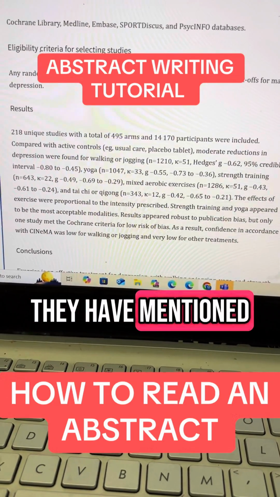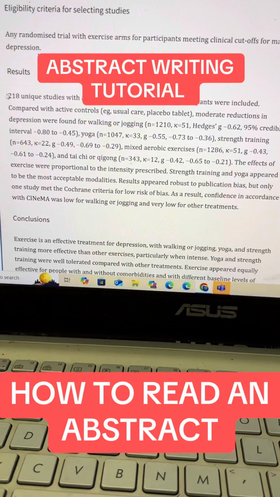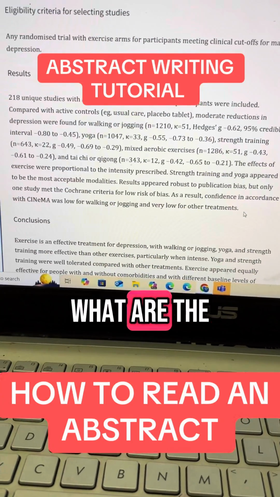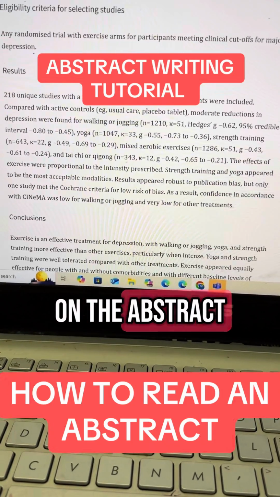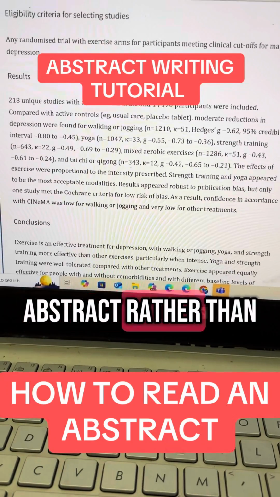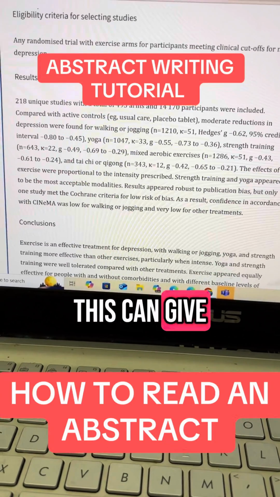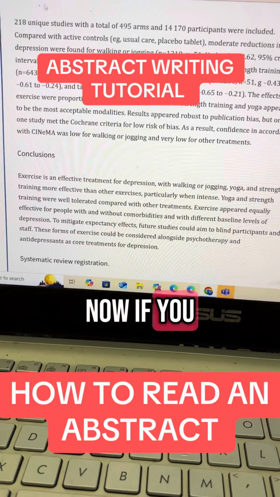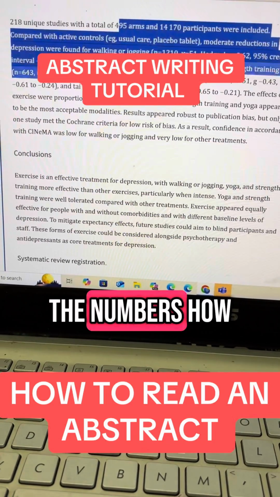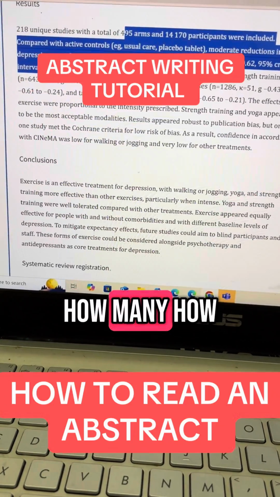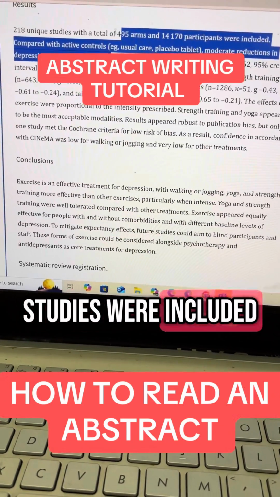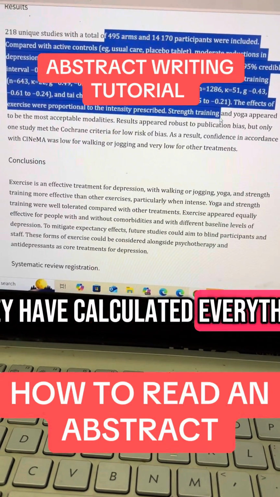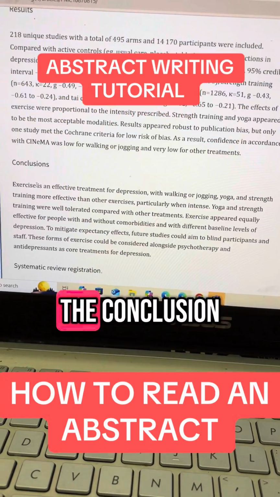Now the results, they have mentioned results in a little bit of detail, so that if somebody reads an abstract, he knows what to expect in this paper and what are the actual results if somebody just wants to rely on the abstract rather than reading the full paper. So yes, this can give very much of relevant information. Now then they concluded. Now if you see the numbers, remember results has the numbers. How many participants were included? How many studies? So 218 studies were included in total. How many arms and how many participants? 14,170. So they have calculated everything. They have added everything.